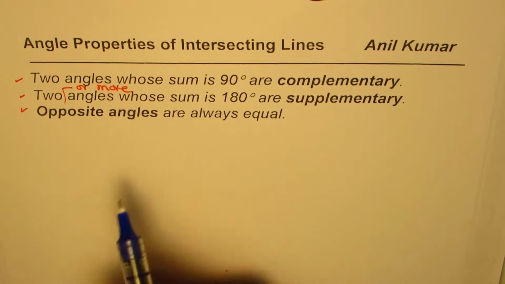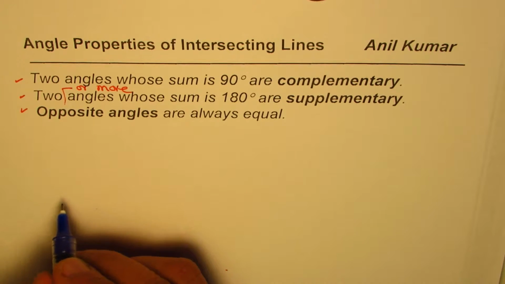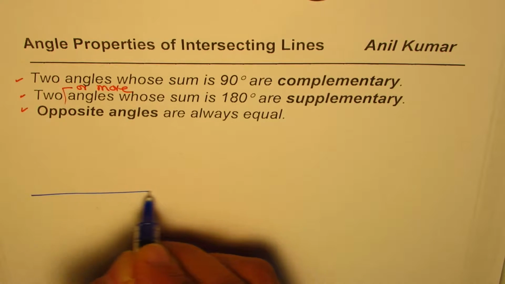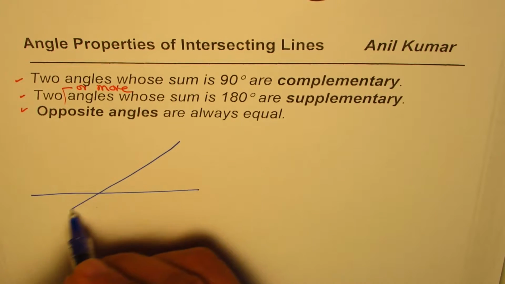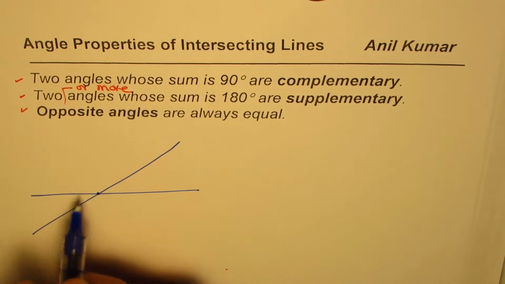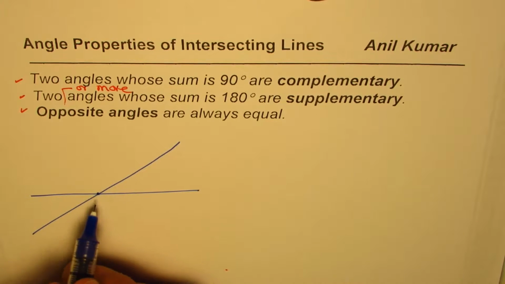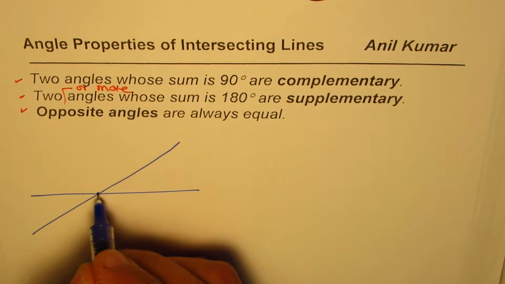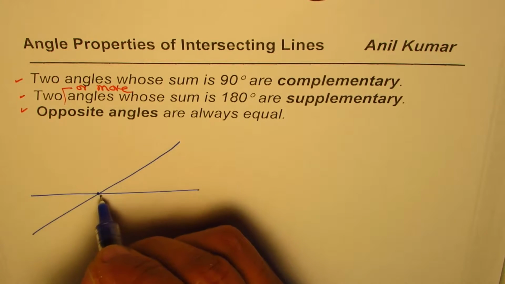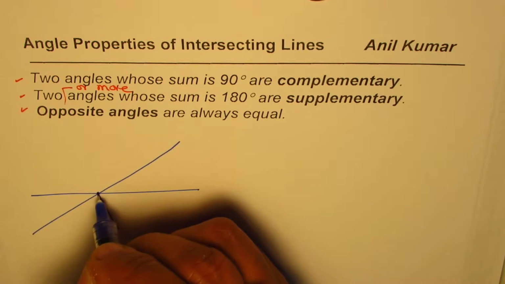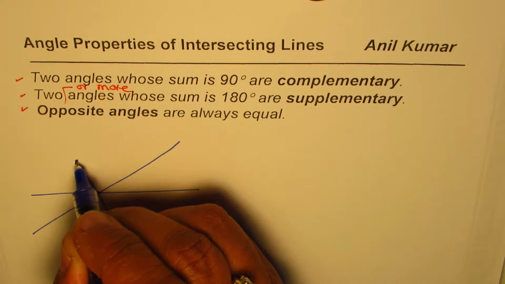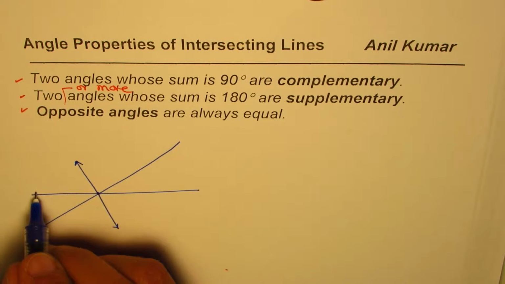So let me sketch one. So I'm just drawing three intersecting lines, right? So let's say this is one line, the other one, and at this point I'm drawing another line which is at right angles to this line, right? So it is the line kind of like this, okay? So these are my three lines.